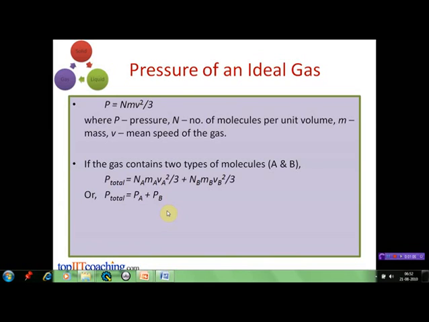In words, we can say that the total pressure of a mixture of gases is the sum of the pressures that each gas would have if it were on its own. This is Dalton's law. Strictly, the law is only valid for ideal gases. Real gases do not obey the law perfectly.